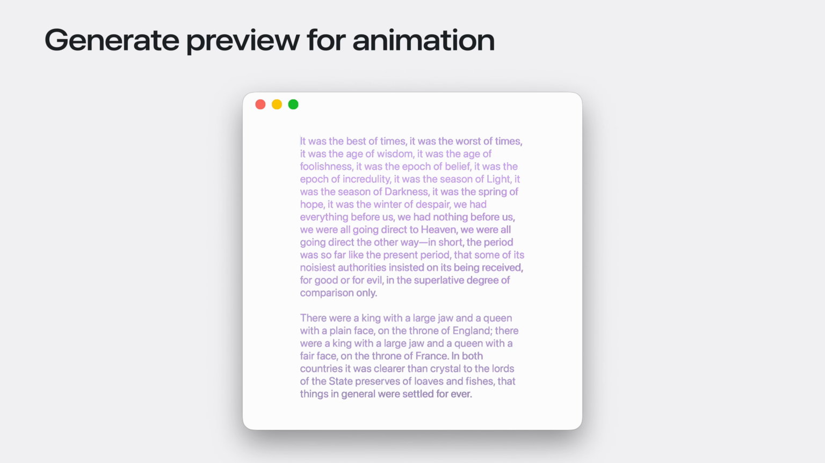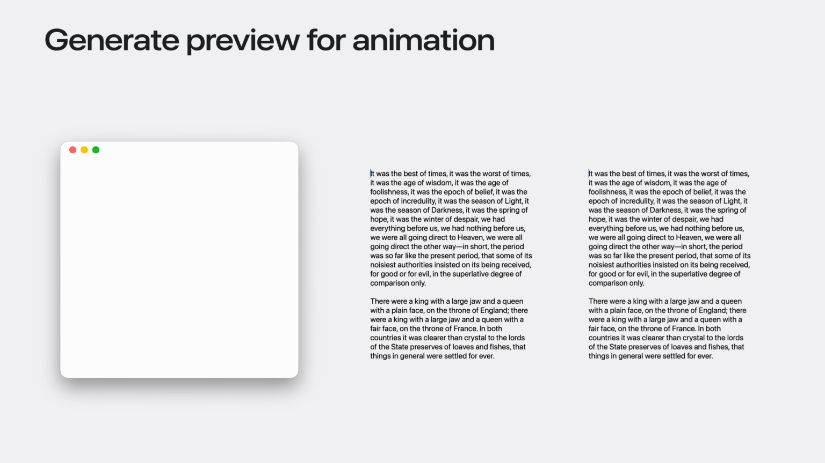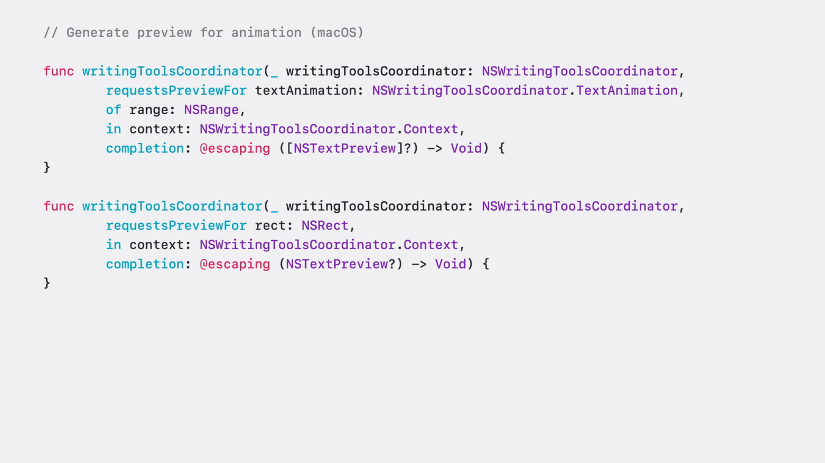To animate the text while WritingTools is processing, the coordinator asks for preview images for certain ranges of text. The text view should return previews by rendering the text on a clear background. During animations, WritingTools applies the visual effects to the provided preview images instead of to the text itself. On macOS, this is done via two delegate methods. The first delegate method takes an array. You should return at least one preview for the whole range. Optionally, return one preview per line for smoother animation.